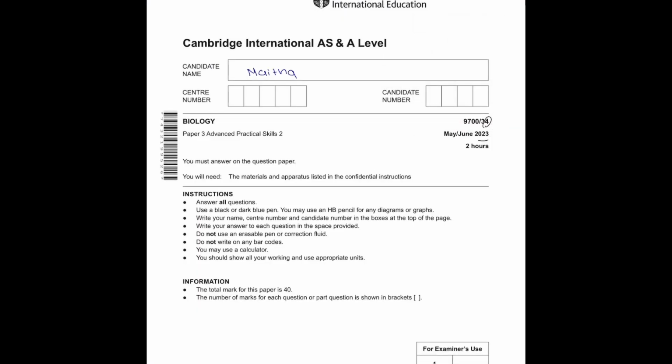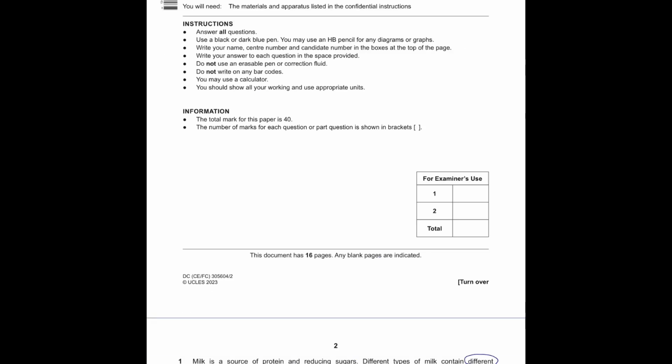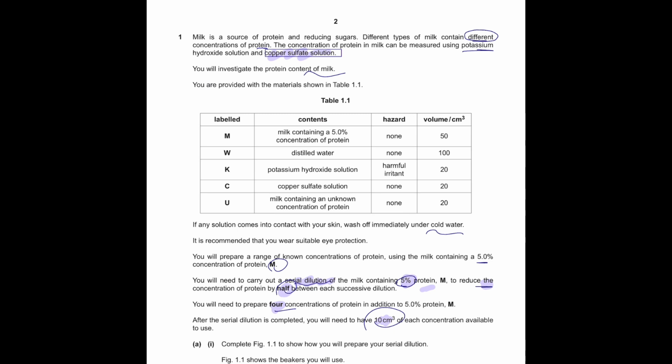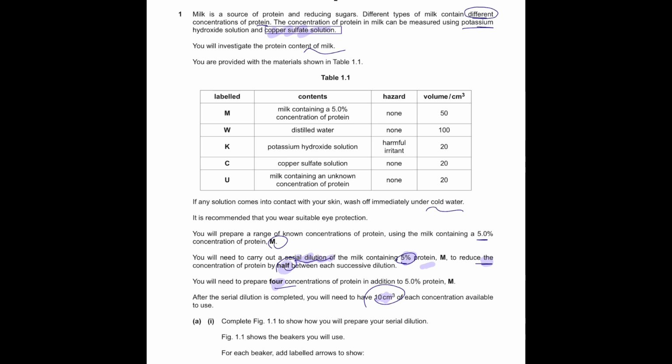Hi guys, so today we're going to be solving practicals paper, variant 4, May/June 23. Okay, so it says milk is a source of protein and reducing sugars. Different types of milk contain different concentrations of protein, and the concentration of protein in milk can be measured using potassium hydroxide solution and copper sulfate solution.